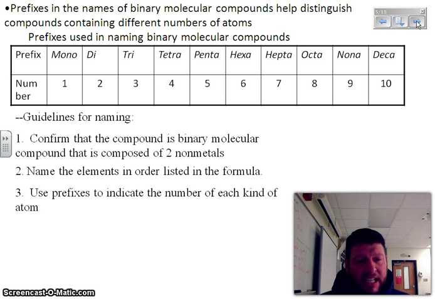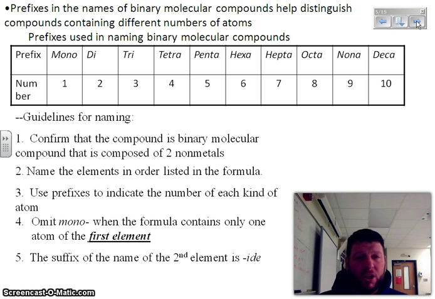Number 2, name the elements in order listed in the formula. Number 3, use prefixes to indicate the number of each kind of atom. Number 4, you will omit mono when the formula contains only one atom of the first element. So we would not say mono, hydrogen, etc. We only use mono if it's in the second element. And number 5, the suffix of the name of the second element, like ionic compounds, is IDE. So those are the 5 rules.